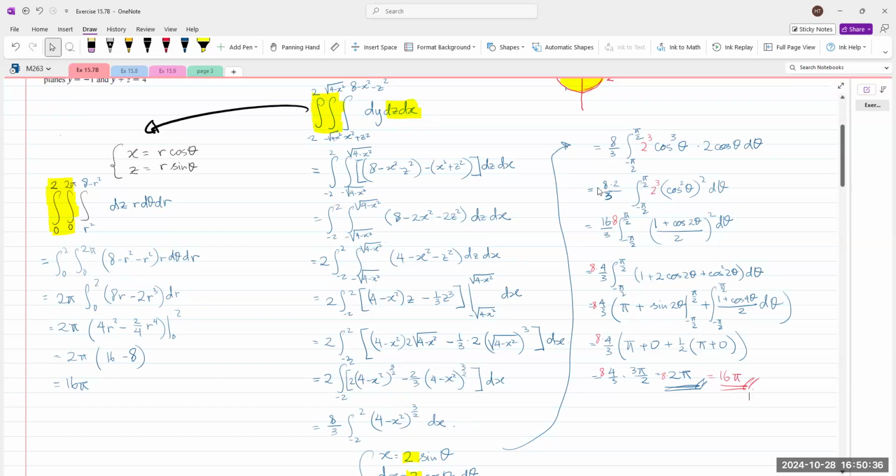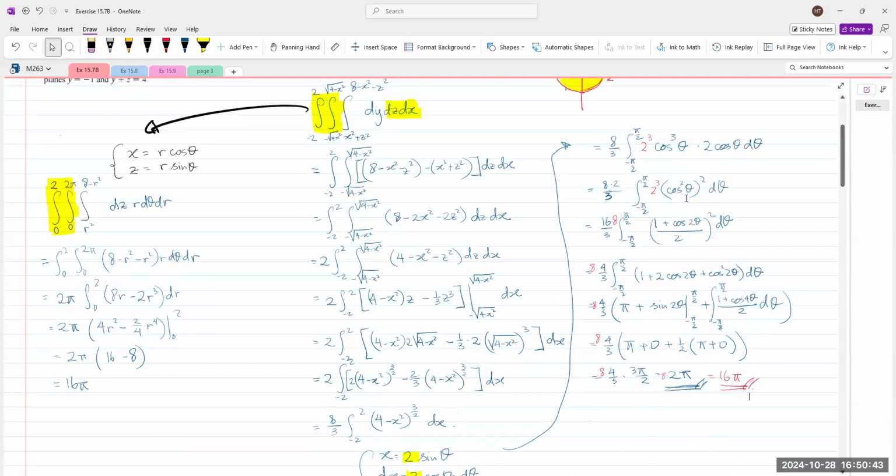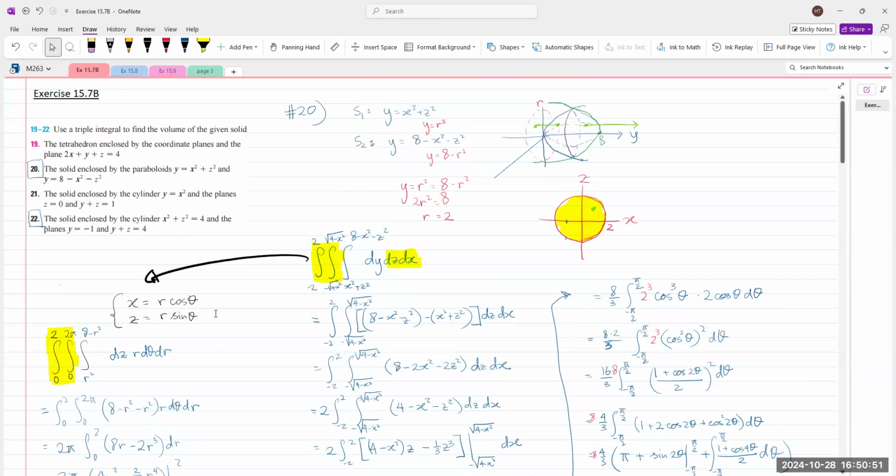Okay, so you see, if you apply the regular technique of integration, that will be quite painful. But once we are able to convert that to cylindrical triple integrals, that will be a lot easier. Which we will learn actually in 15.8. But I basically reteach you here, just use it here so that you see how convenient it can be. Okay, that's for number 20.